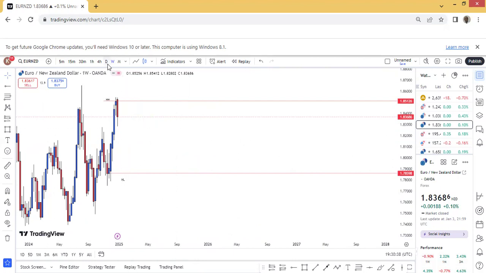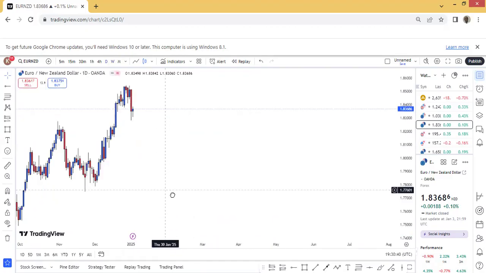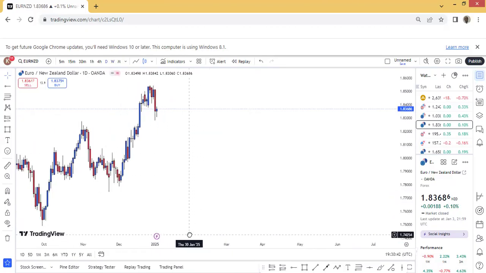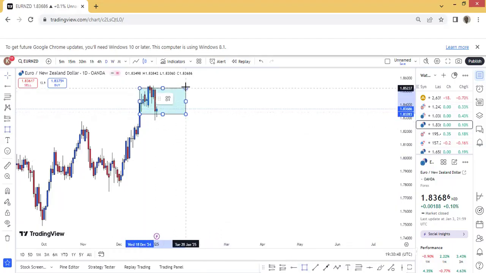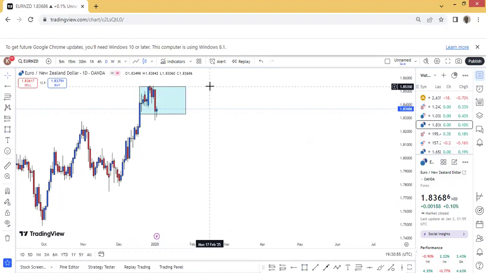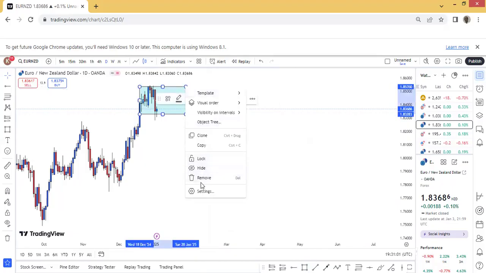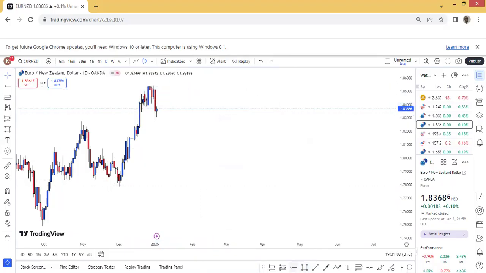So we come down to the daily, and on the daily, this is the only price action I'm looking at. I'm just considering just this. You don't need to go far. You get it. So this is the only price action that I'm looking at. And for me, this is bearish. This is bearish. This is bearish.